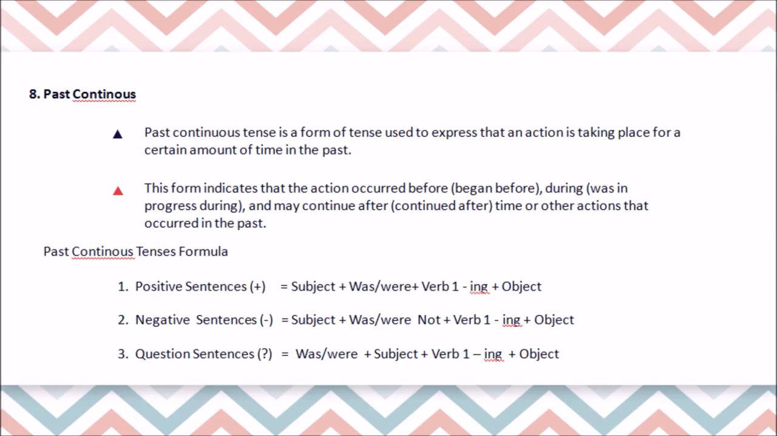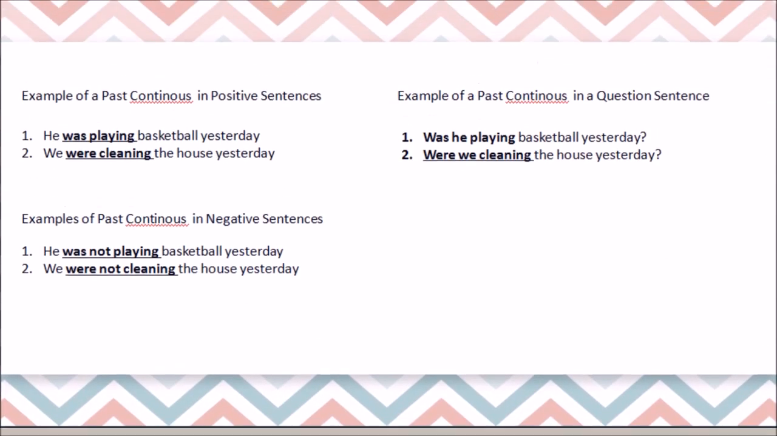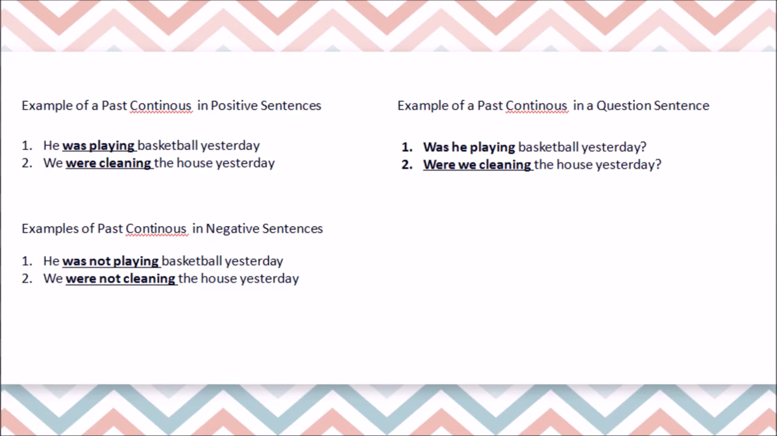Positive sentence: subject plus was or were plus verb-ing plus object. Negative sentence: subject plus was or were plus not plus verb-ing plus object. Question sentence: was or were plus subject plus verb-ing plus object.